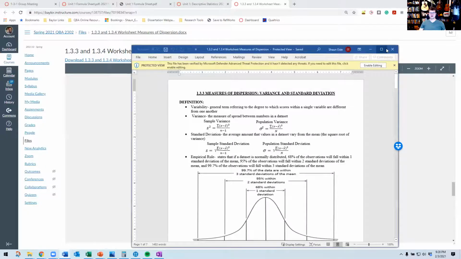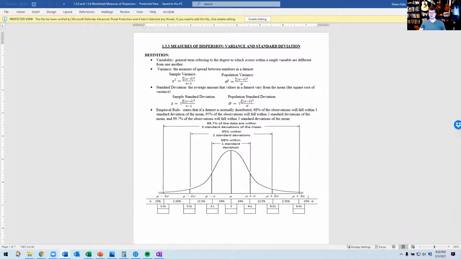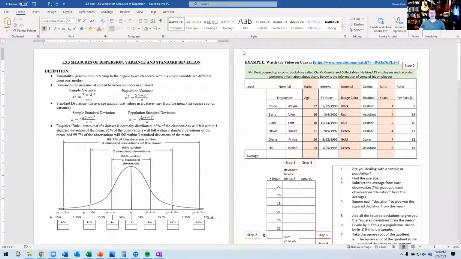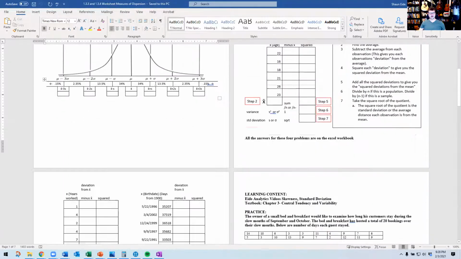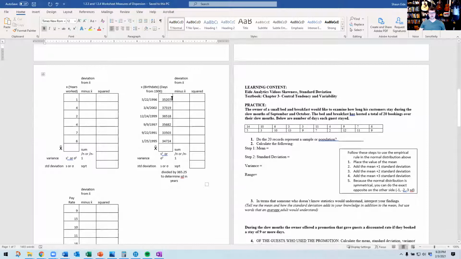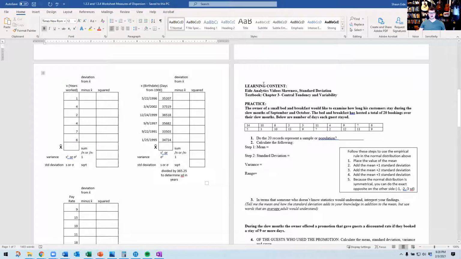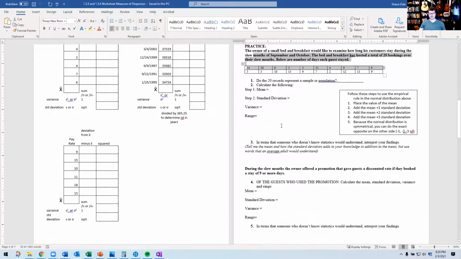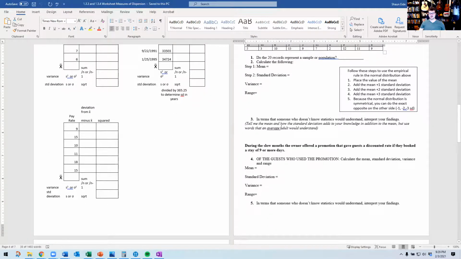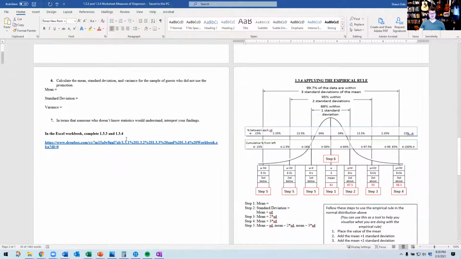Okay, so I'm going to share my screen right here. We've got 1.3.3 and 1.3.4. The other lecture covers the first 3 pages. And then this right here is more of just practicing on your own. I want you guys to work on that and make sure that you thoroughly understand how to do everything in the practice on your own section.